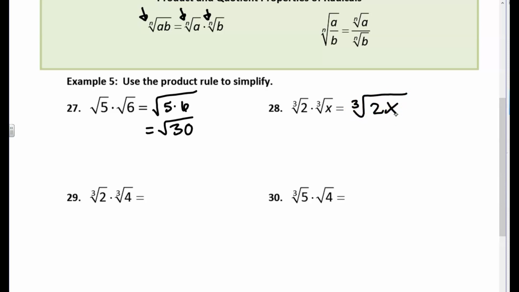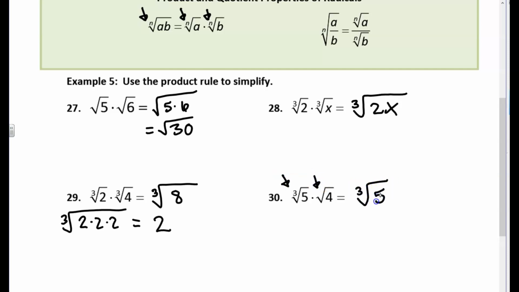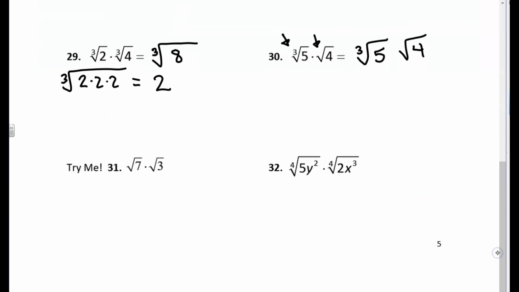Here, something fun can actually happen. I have the cube root of 2 times the cube root of 4. That ends up being the cube root of 2 times 4, which is 8. And because 8 is 2 times 2 times 2, that actually can simplify to get me plain old 2. And here, we can't combine these because I have a cube root of 5 and then I have a square root. You can't do anything as of right now. You'll learn something later that will help you, but this stays as the cube root of 5 times the square root of 4 since those indices don't match.